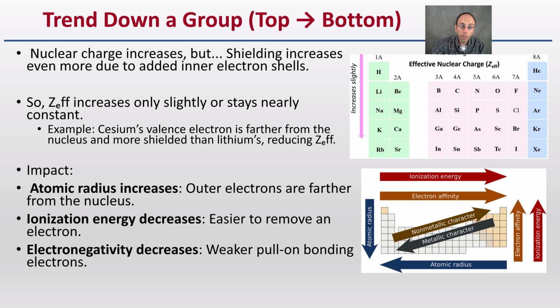For example, cesium's valence electrons are further from the nucleus with more shielding than lithium. Cesium would be right down here. The result as we're going from top to bottom is that the atomic radius is increasing because we are adding those energy levels, meaning those electrons are physically further away. It's also easier to remove an electron because you're getting further from that positive charge. And the electronegativity is also decreasing because there's a weaker pull on bonding electrons.